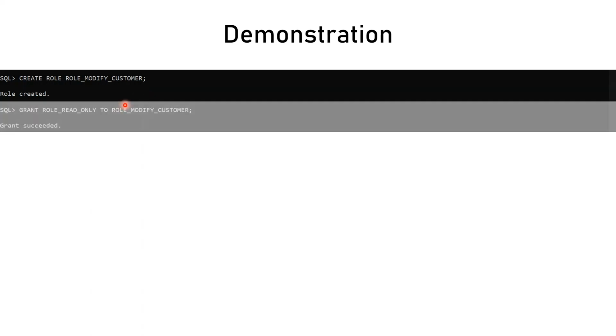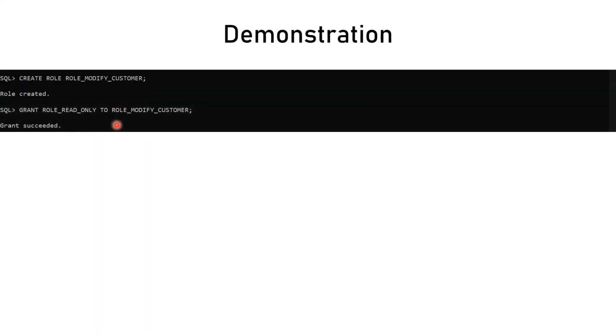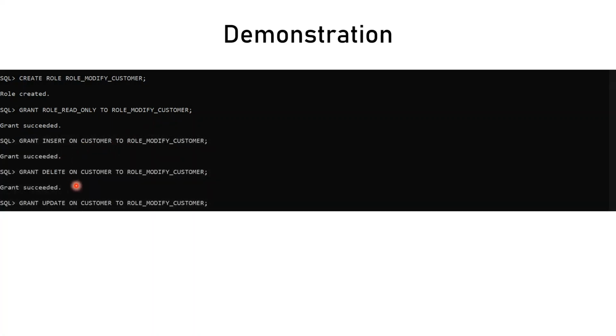Next, we have created our modification role. This role will be responsible for doing any sort of modification to our customer table. Now, this role will also have the view permission that we gave to the read-only role, so we simply give the read-only role to this role as well. After that, we grant it the privileges to be able to modify our customer table. So we give it the insert, delete, and update permissions as well.